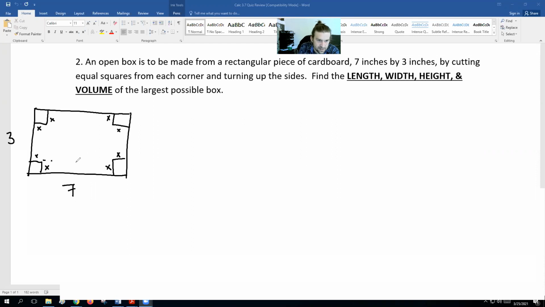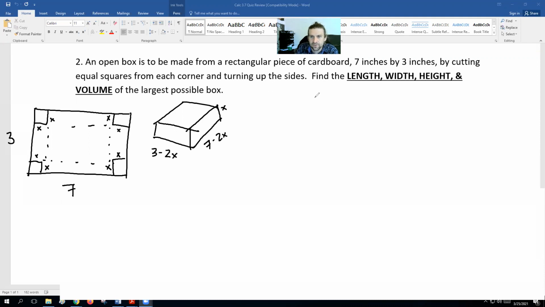All right, and then we're going to take these edges here that are left over. We're going to fold them up. So we're going to make like an open box that looks like that, where they'd be x tall. And then we can find out the sides here. So the one long side would be, well, it would be 7, but minus 2x's on both sides. And then this front here would be 3, but minus 2x.